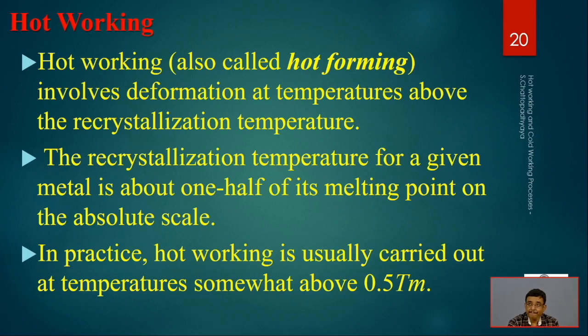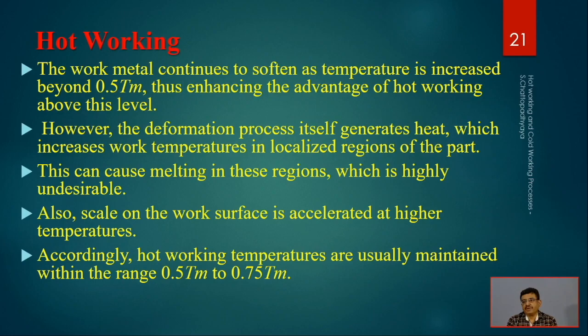The work metal continues to soften because of the temperature and the random motions of atoms, so it is easy to soften. It is softened, which enhances the advantage of deformation. The deformation process also generates heat and increases the work temperature in localized regions of the part, which makes the job easier. But this can cause melting in these regions, which is highly undesirable. So sometimes it will make the metal more ductile, but when the temperature reaches the melting point, that is undesirable and the forming will be jeopardized.